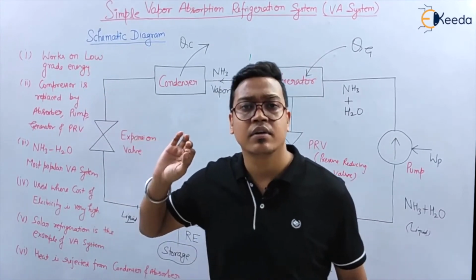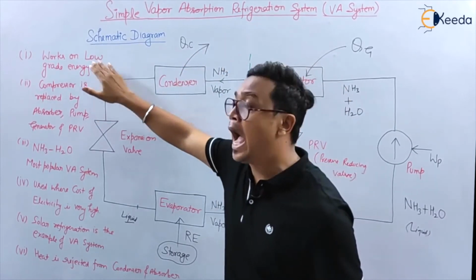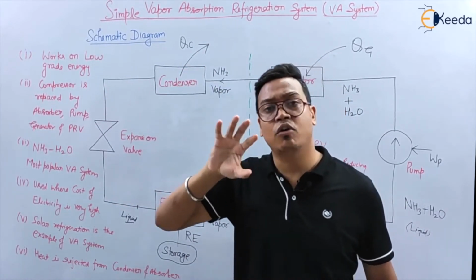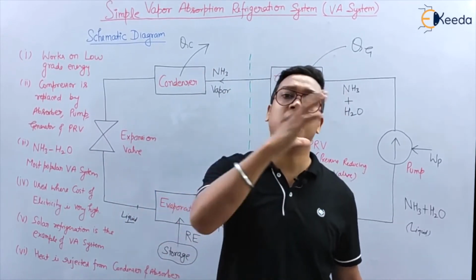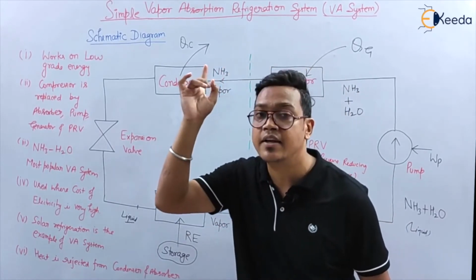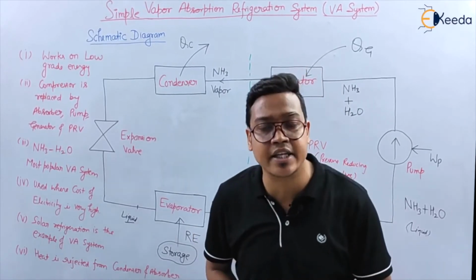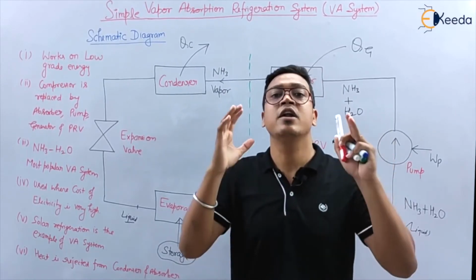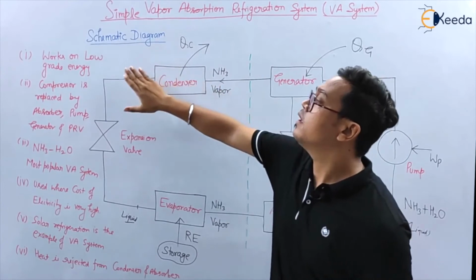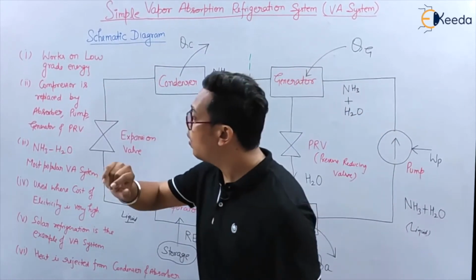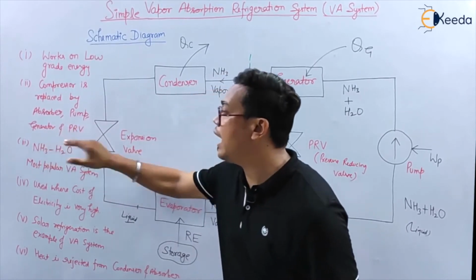However, the simple vapor compression cycle works on high grade energy. That means the work input to the compressor in the simple VC cycle is based on high grade energy, because work is a high grade energy and heat energy is a low grade energy. So the VA system works on low grade energy.